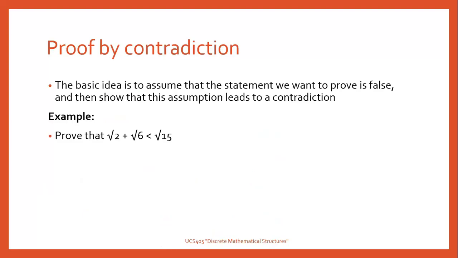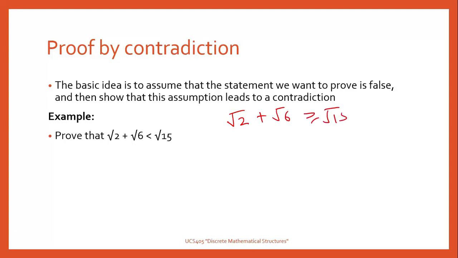Next technique is proof by contradiction. When we want to prove any statement by contradiction, we assume that the statement we want to prove is false. Then we will show that this assumption will lead to a contradiction. For example, we have to prove root 2 plus root 6 is less than root 15. So we will assume the opposite of it, that is root 2 plus root 6 is greater than or equal to root 15.